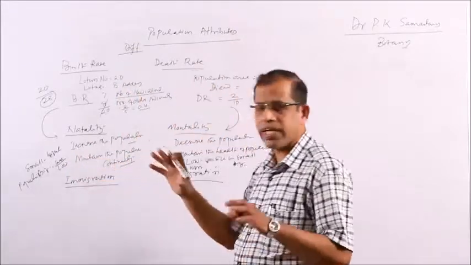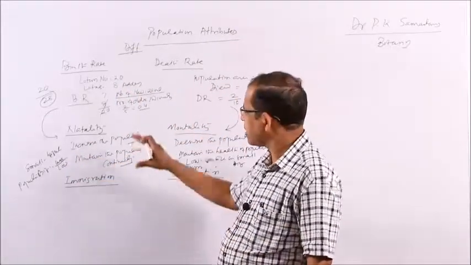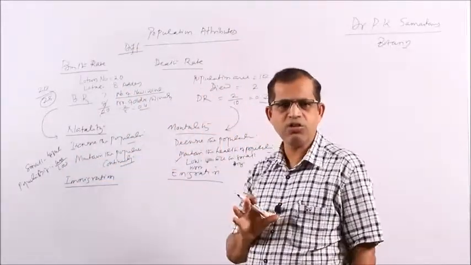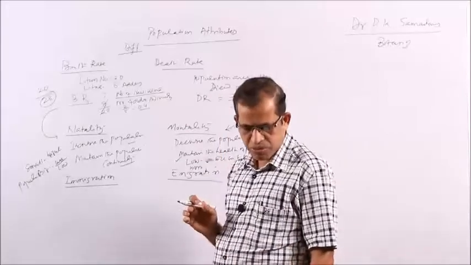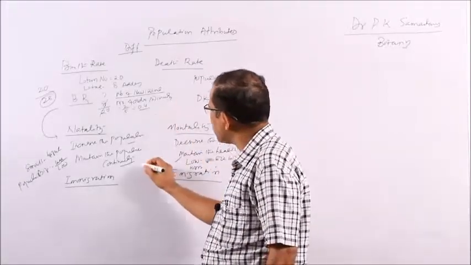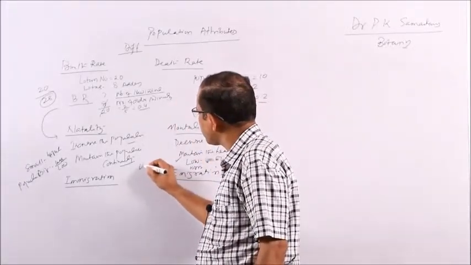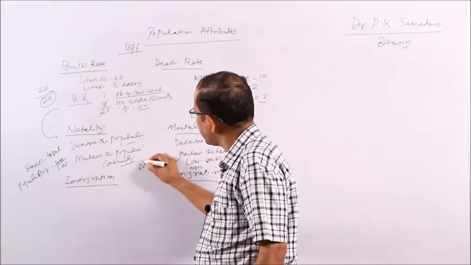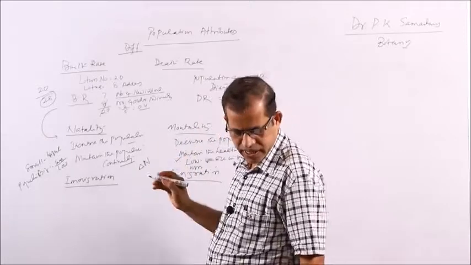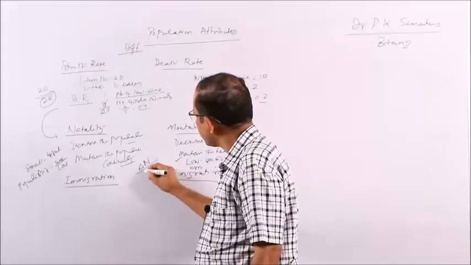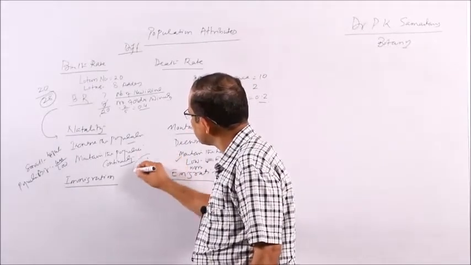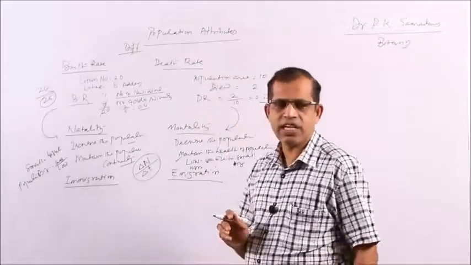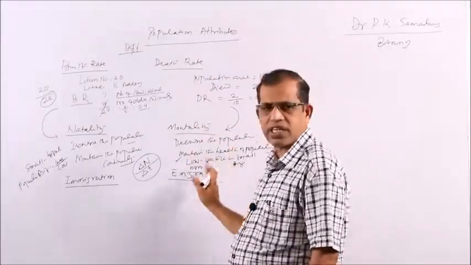So, depending upon the size of the population, natality and mortality also vary. From that you can find out how to calculate the rate, which is delta N by t. From that you can find out the natality and the mortality rate.